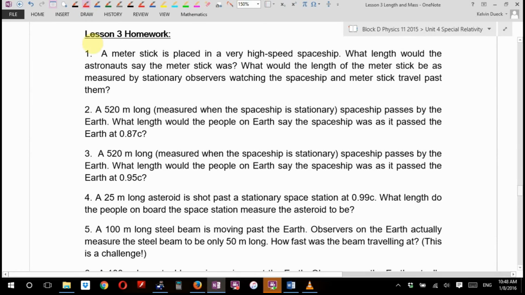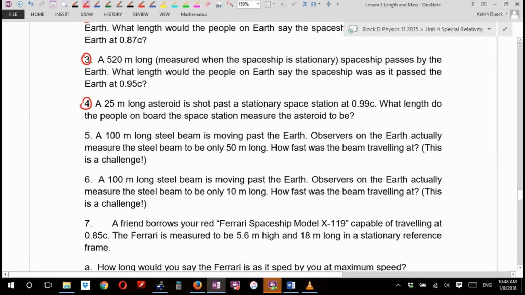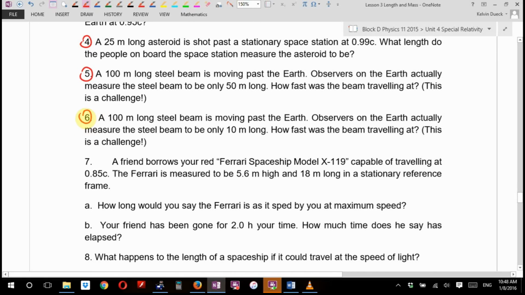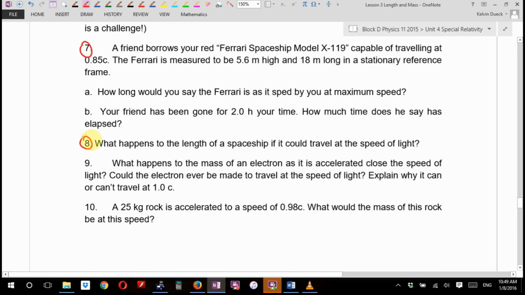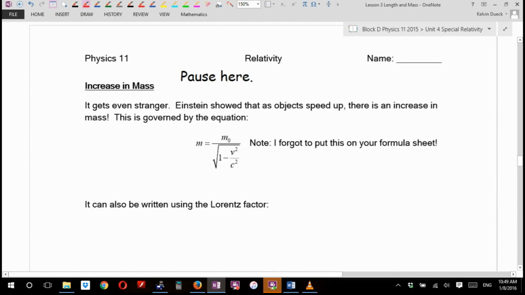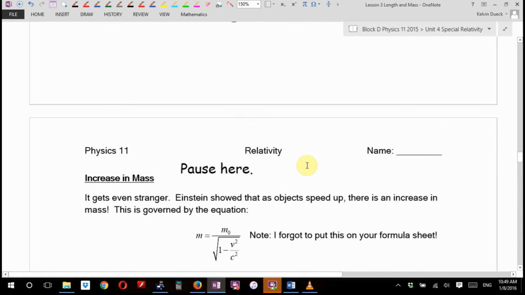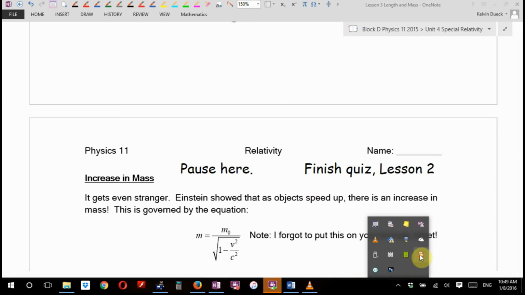For now, from this homework, you're capable of doing number 1, number 2, number 3. 4 is the length question. 5 is the length question. 6 is the length question. 7 is a length question. And 8 is a length question. 9 and those are all mass. We'll do those next class. So your homework right now is going to be finish the quiz, lesson 2, and then you can start lesson 3.